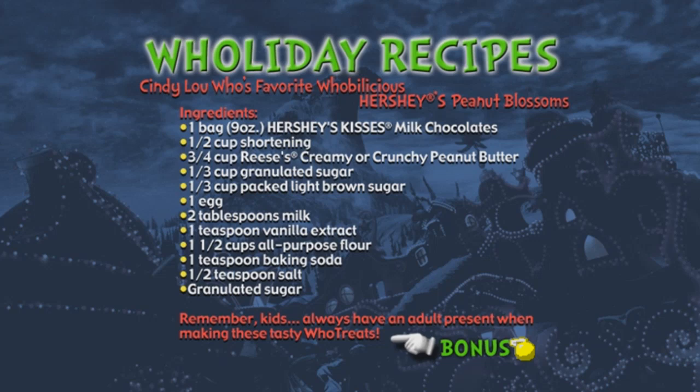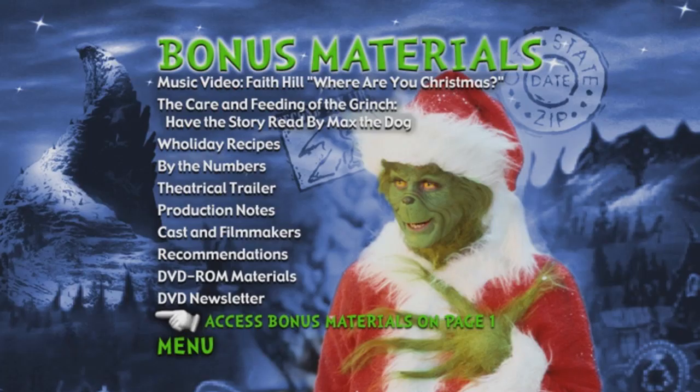Press the left arrow key to go to the previous page. Press the Enter key to return to the Bonus Materials menu. Bonus Materials, page 2 of 2. Press the up and down arrow keys on your remote to hear the 12 items on this page.